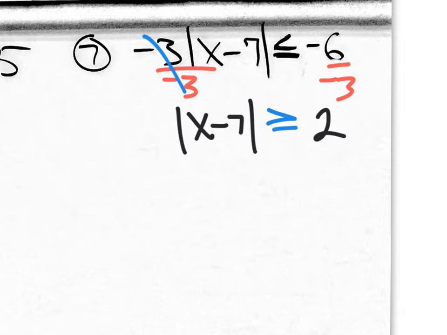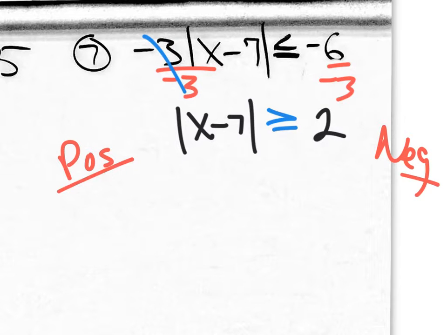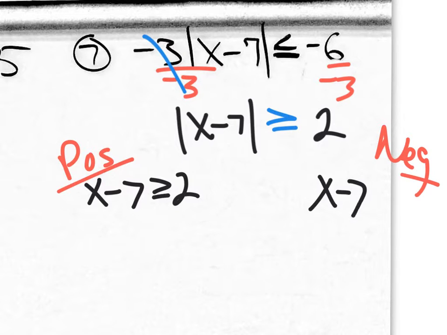So we're going to set up a positive and a negative situation. Pos, neg. The positive situation is writing it exactly the way it is, without the absolute value symbol. The negative situation is writing it exactly the way it is, but we're going to flip the inequality one more time and then add a negative to the right side.